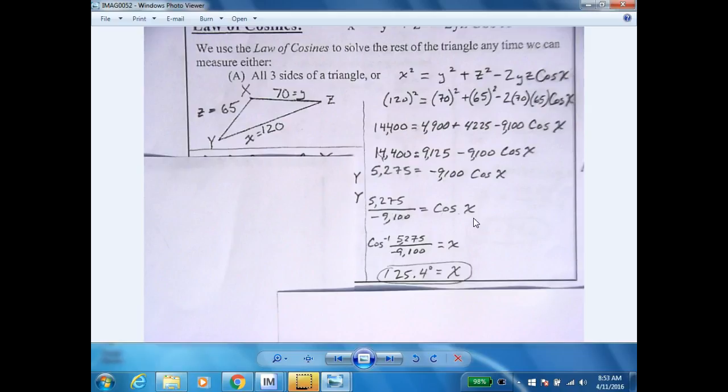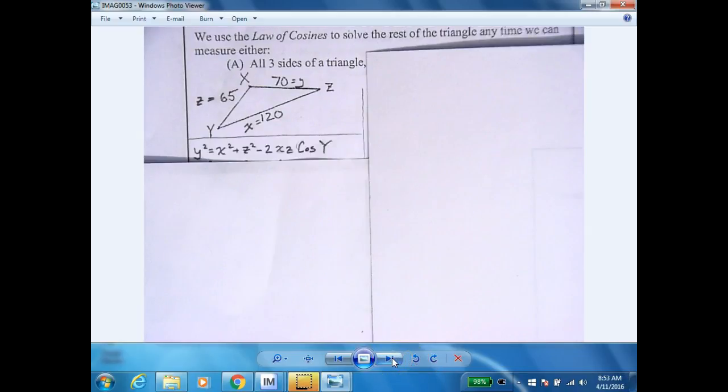Wait, now we have to find the angle. Yeah, so that's a good point. That's only for one angle. We know one angle right now. I just filled up the whole page. That's ridiculous. We now have to find another angle, like angle Y.